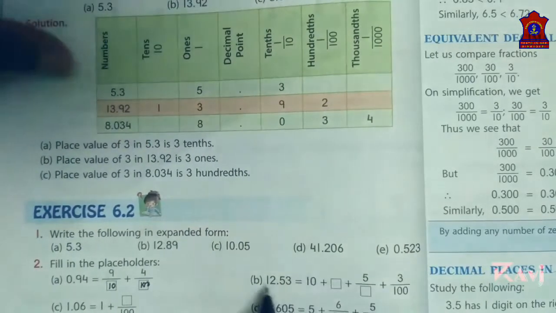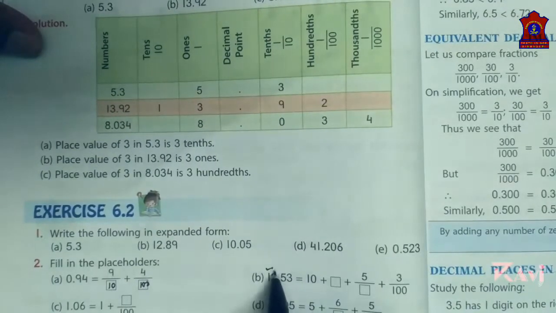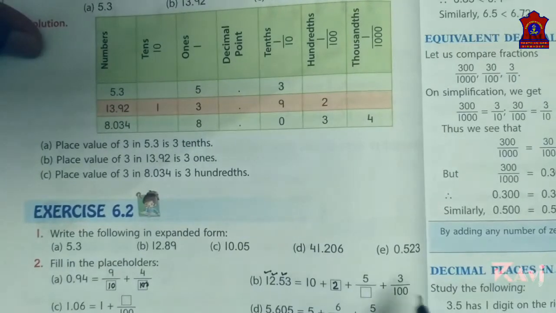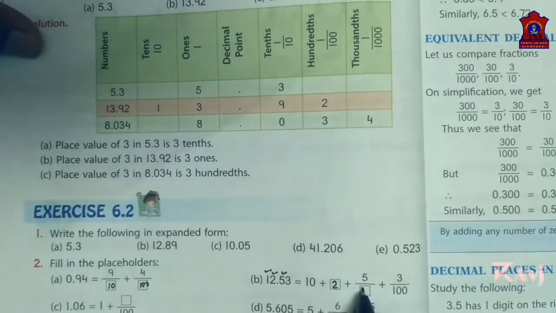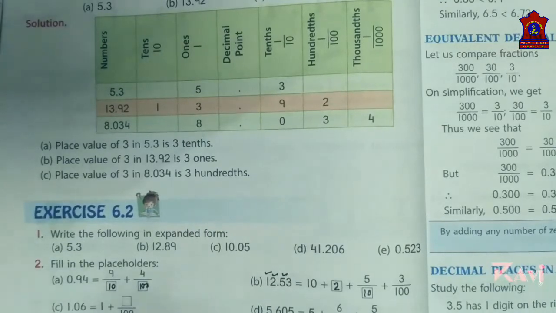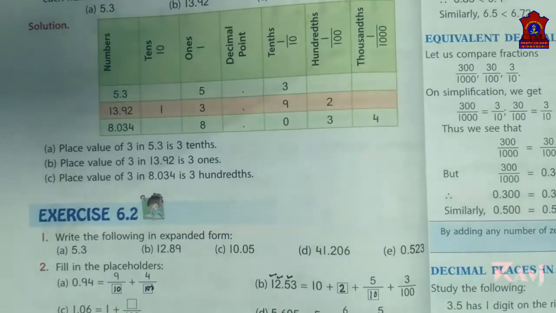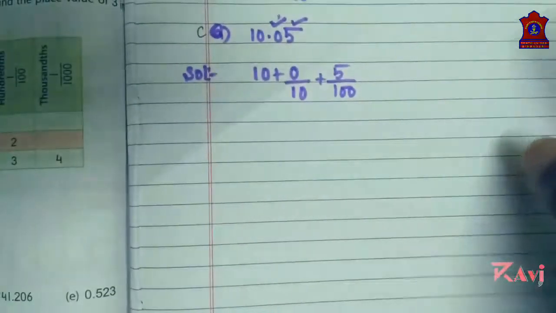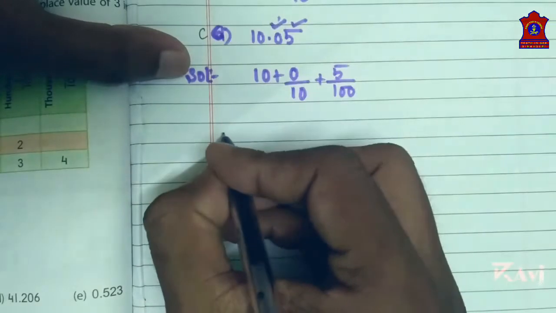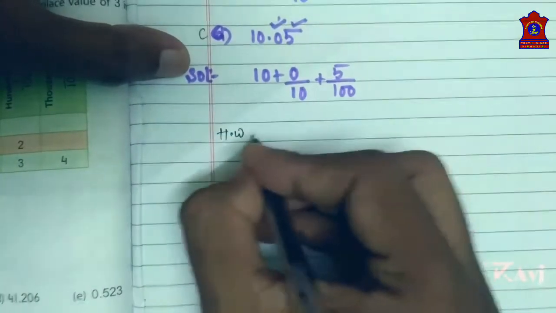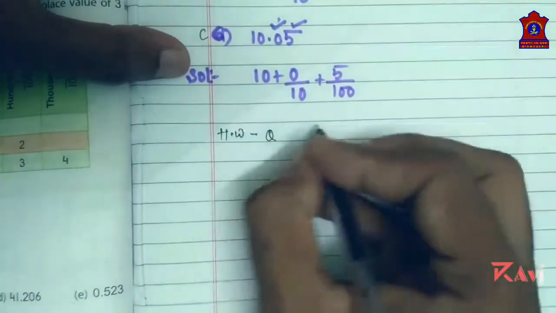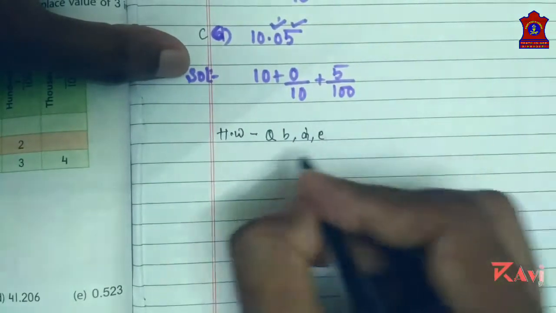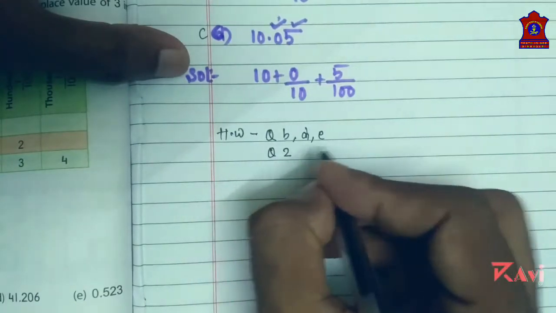See here, 1 is at 10th place, so 10. 2 is at 1's place, so write 2 here. And 5 is at 10th place, so write 10 here. Clear? So question number 2 is very simple for you. You can do question number 2 by yourself. Clear? So I am giving you homework: question number B, D, E, and question number 2.